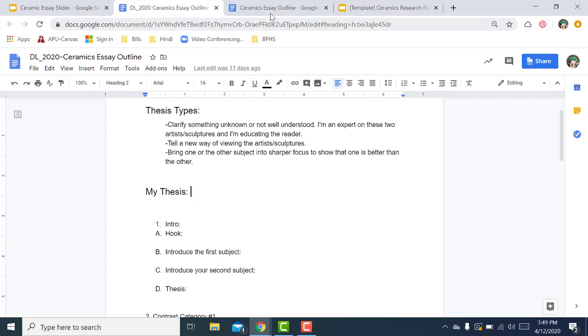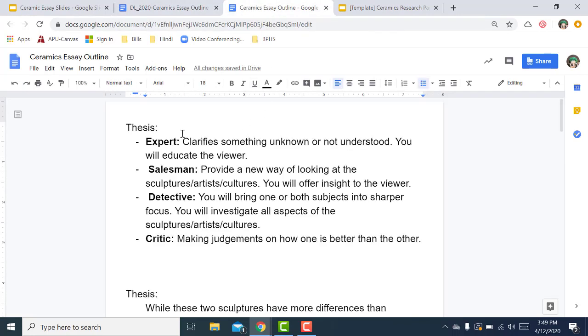And regardless of whether you're the expert, the salesman, detective, or critic, whichever one you pick for your thesis, you'll have to have research. You'll have to have looked up more than just looking at that one sculpture or just looking up their website. You have to dig a little bit deeper.